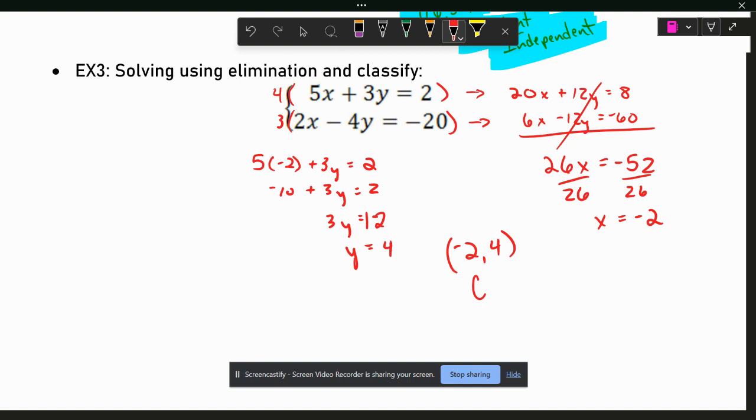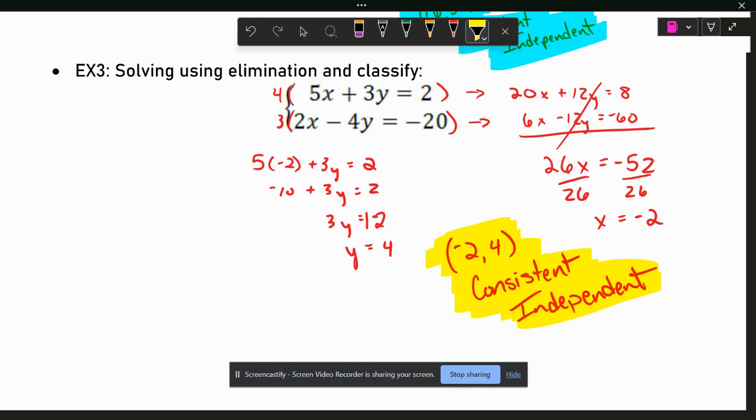Solution, and then I classify it. Remember the three types of classifications. Since you have a solution, this is consistent, independent. If there were no solution, which could happen, like you get an answer like 4 is equal to 4, 3 is equal to 3, that is consistent dependent. That's infinite solutions. But if you get like 4 is equal to 6 or 2 is equal to 9, whenever you're solving, that's what we would call inconsistent.